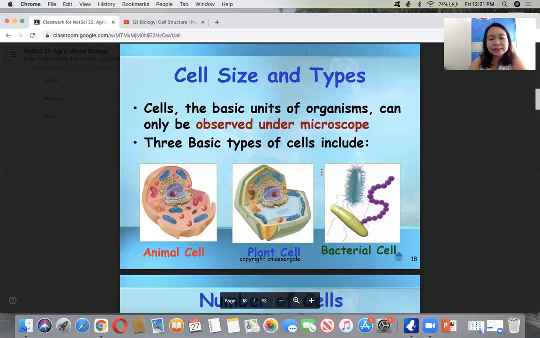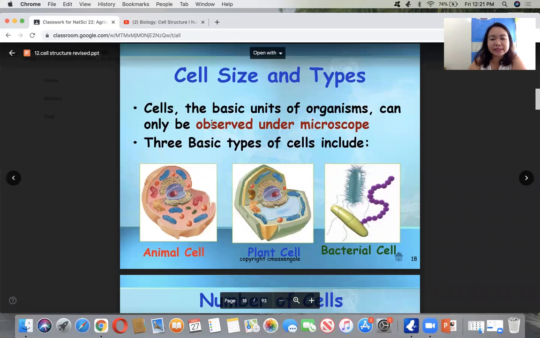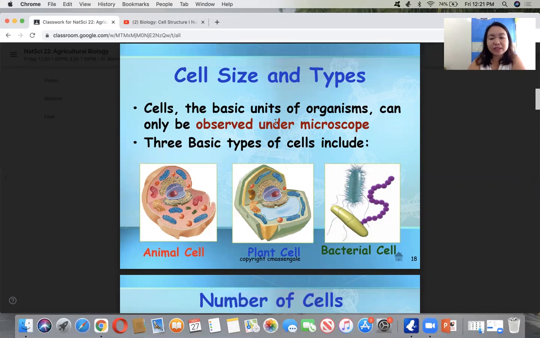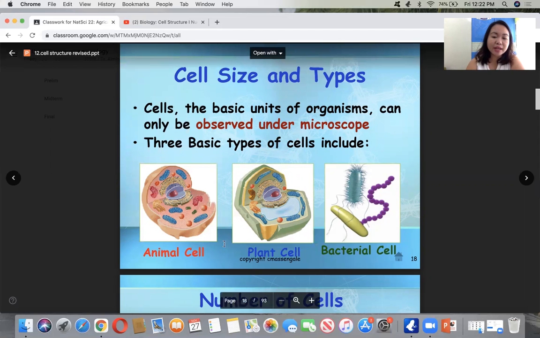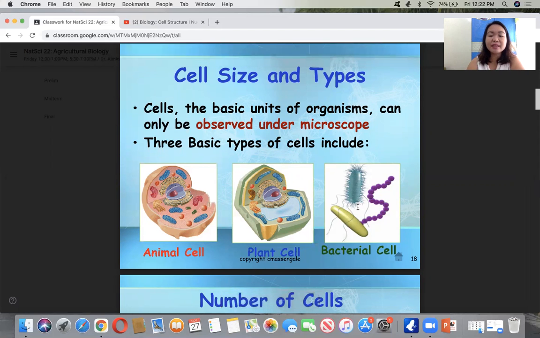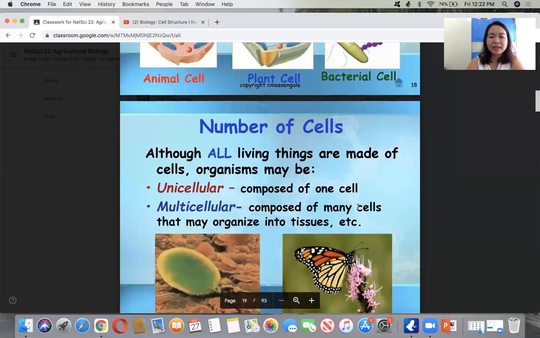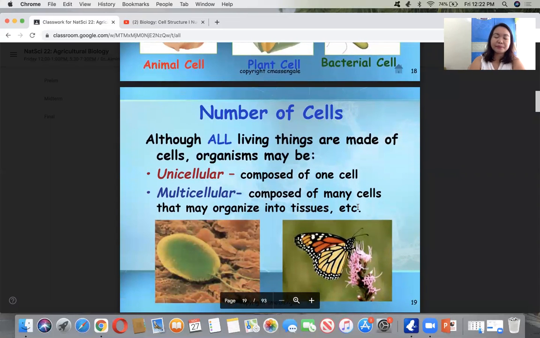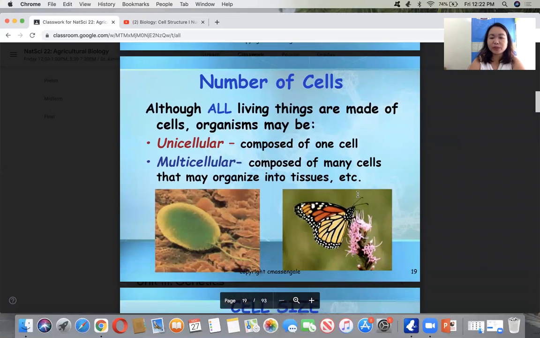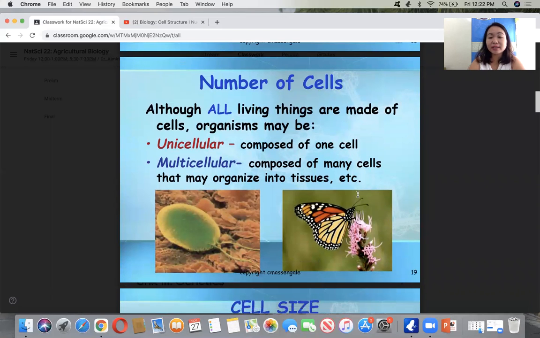So speaking of cell size and types, the cells, which are the basic units of organisms, can only be observed under a microscope and never with the naked eye. There are three basic types of cells, which include the animal cell, the plant cell, and the bacterial cell. And we've known from the video that we just watched earlier their differences based on structure.